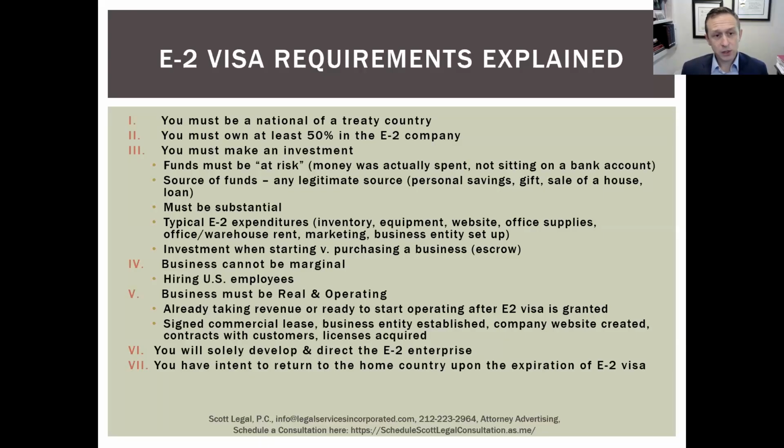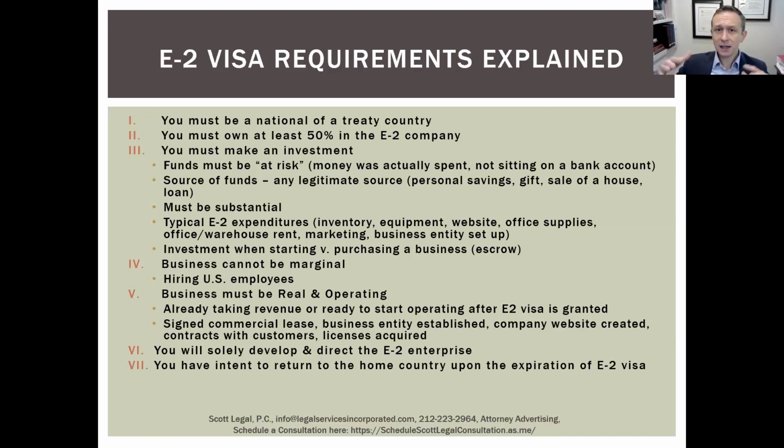The sixth requirement you see on your screen is that you need to be coming to the US on the E-2 visa solely to develop and direct the E-2 enterprise. So there are a few pieces to this. One is that your work authorization when you come to the US is limited to working for the E-2 company. So you can't come to the US on an E-2 and then work at Starbucks or get a side job or start a separate business.